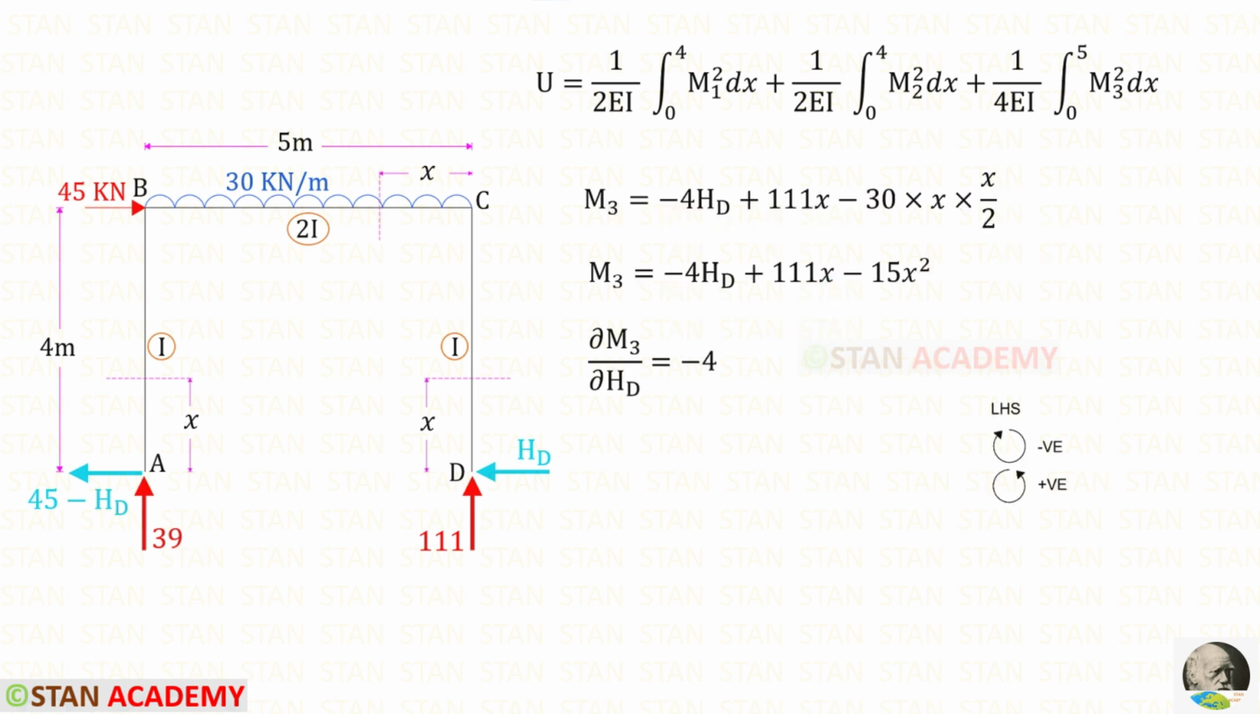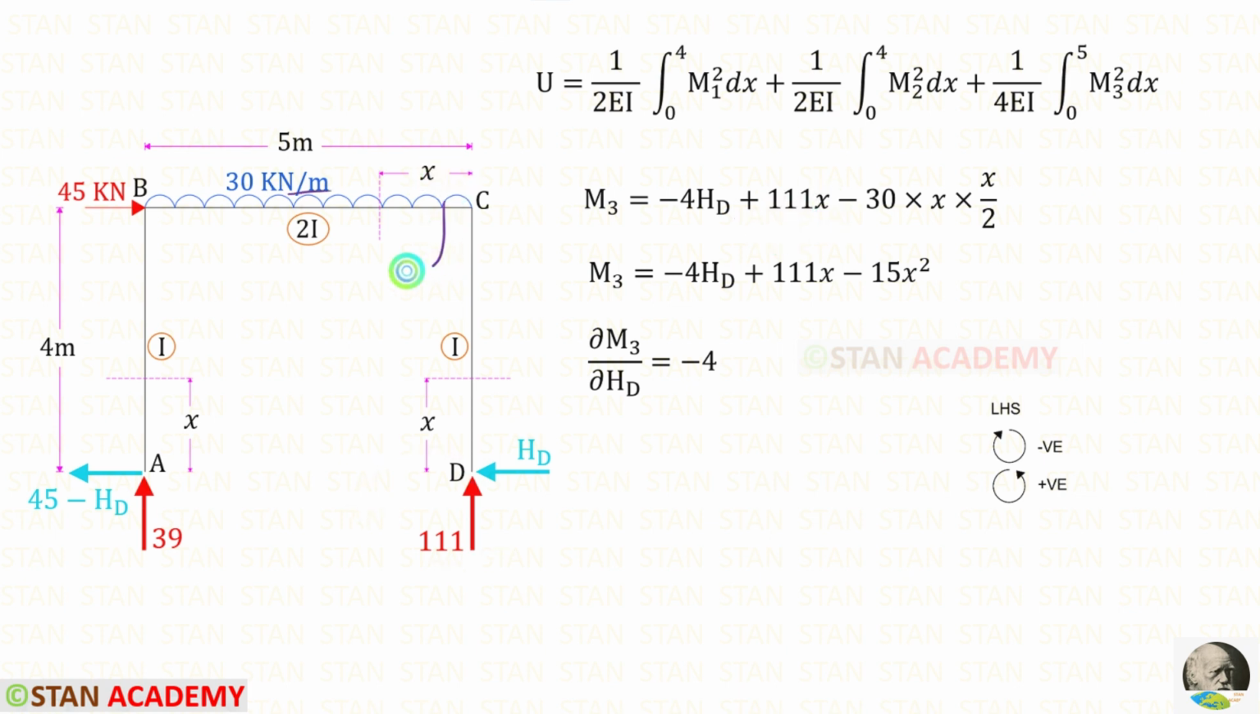Now let us find M3. Up to this section, we have HD, VD, and the uniformly distributed load 30 kN per meter. HD is acting in the clockwise direction, so it will be negative, and the distance is 4. So minus HD into 4, we will get minus 4 HD. The vertical reaction VD is acting in the anticlockwise direction, so it will be positive, and the distance is x, so 111x.